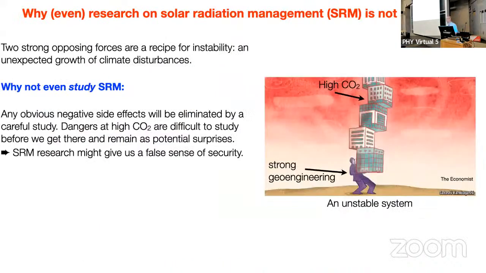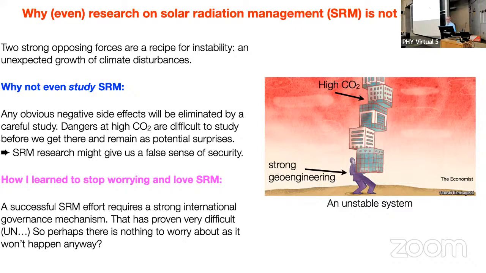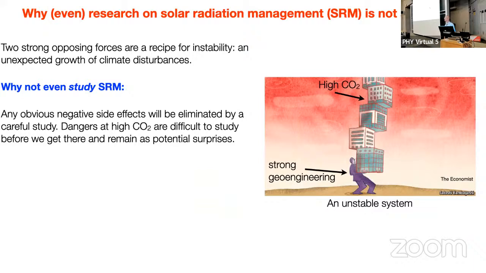So I think the issue is that SRM might give us a false sense of security, and then we stop emitting CO2 again. People refer to that as the moral hazard, and then that plus the instability is a problem. Okay, why did I stop worrying about it? Does anyone have any comments at this point?